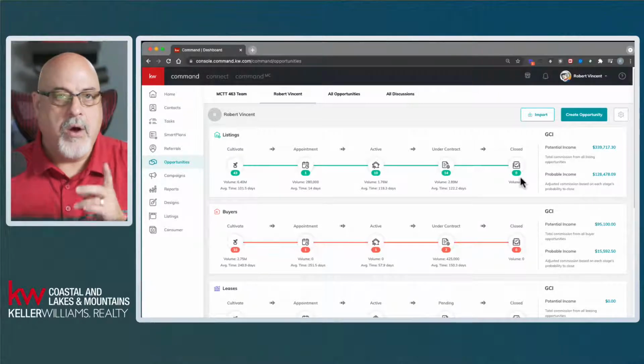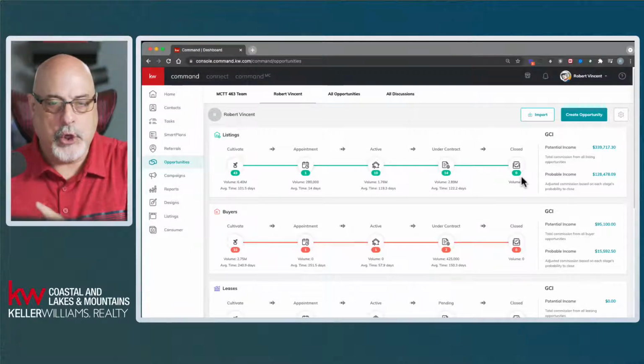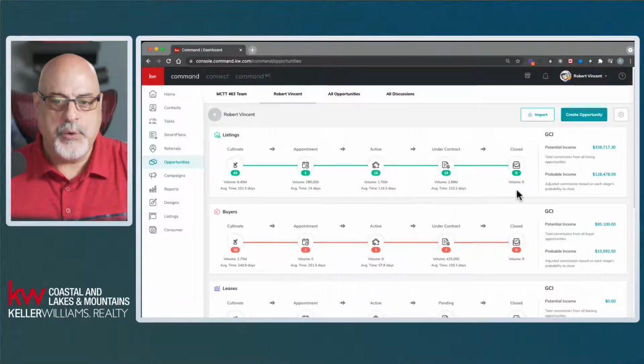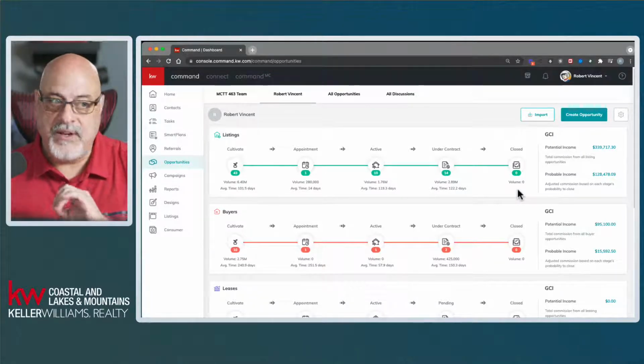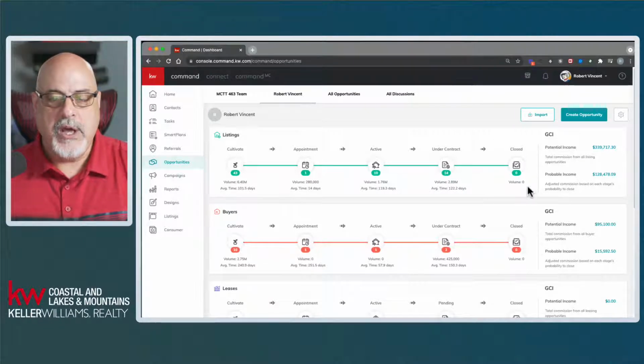And right now, although I may have closed transactions, they only stay in the closed window for 30 days, and then they're taken out of this list. They're not removed from the system by any means. But this will show 0 if you haven't closed anything in the last 30 days.